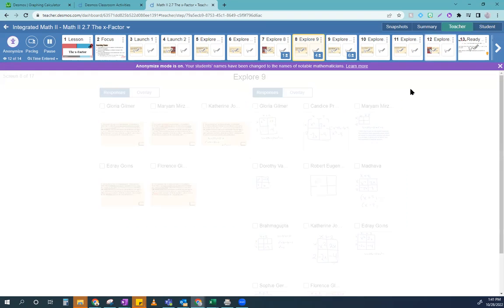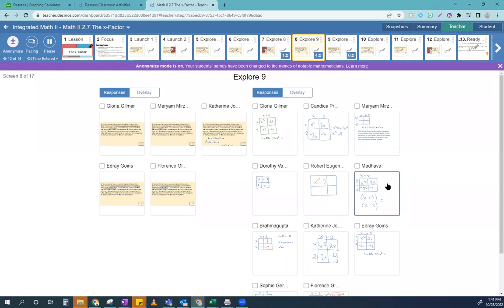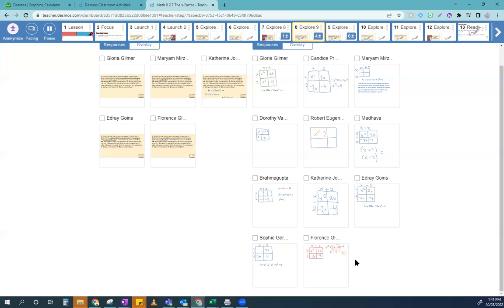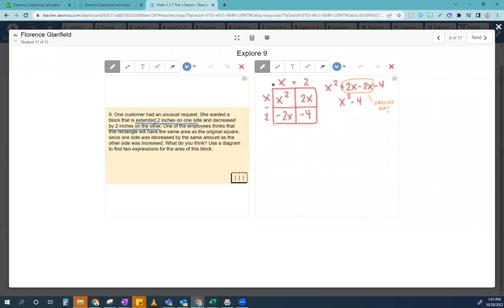And so I was peeking at what you guys were doing, which I saw some awesome work. And then I got this work right here that says x plus 2 and x minus 2, right? So then they multiply it out and it's x squared plus 2x minus 2x and minus 4. And then they wrote it all out. And then they noticed that plus 2x and minus 2x, it cancels out. She says, is that right? And I'm like, yes, this is exactly right.